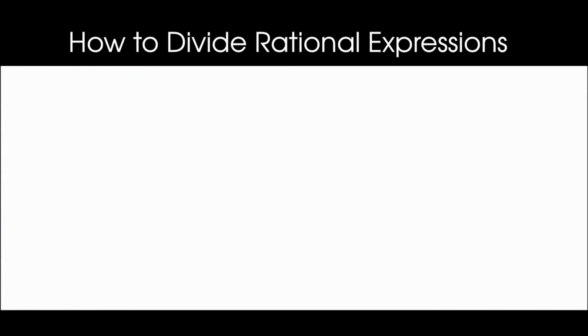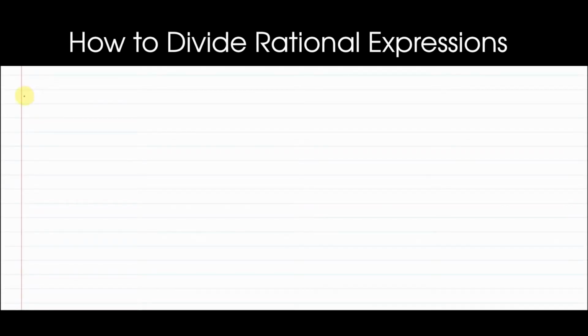So let's look at an example of a rational expression. We have negative 6 plus 3x over 5 divided by 4x minus 8 over 25. Applying the definition for division, it's the first expression times the reciprocal of the second.